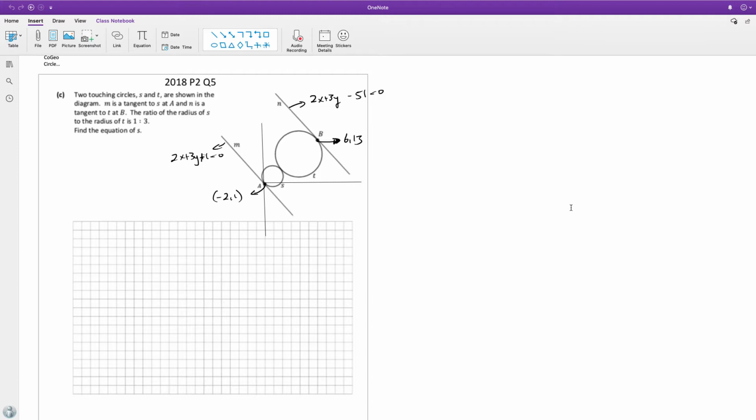Two touching circles S and T are shown in the diagram. N is a tangent to S at A and N is a tangent to T at B. The ratio of the radius of S to the radius of T is 1:3. Find the equation of S.